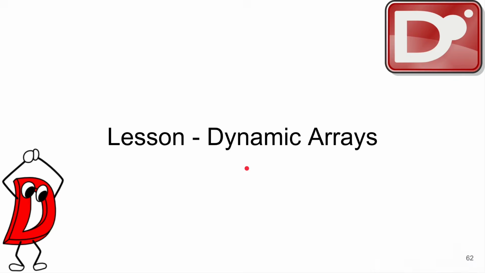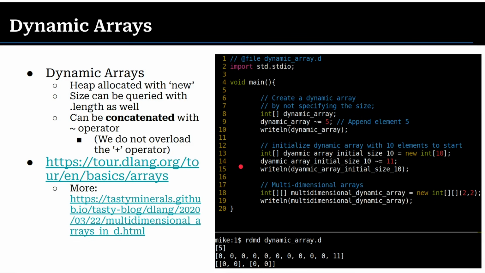Okay, let's get into dynamic arrays. So this is built in, which is nice. If you're coming from C++, where you have std::vector, we have this built into the language. How do we have this built in? Well, you just don't specify the size. That's it. Simple as that.